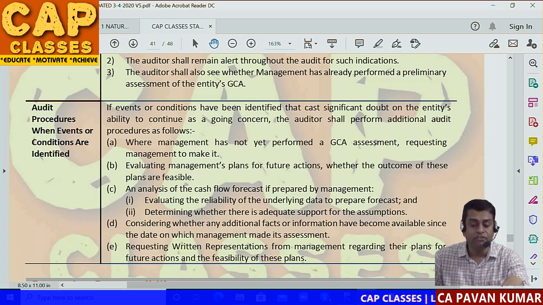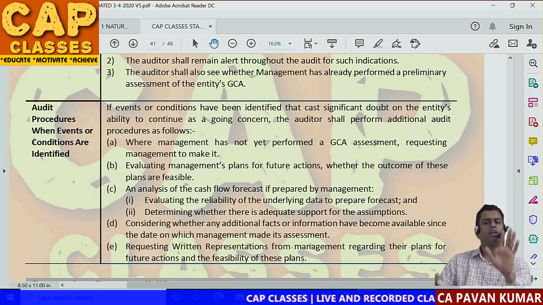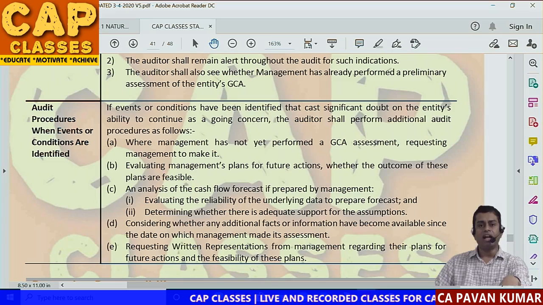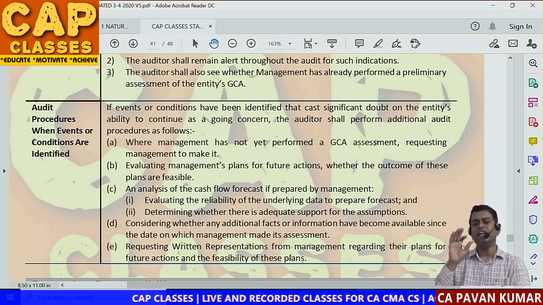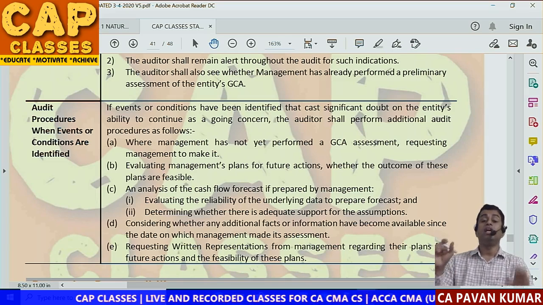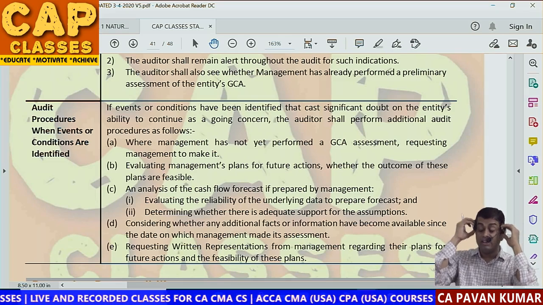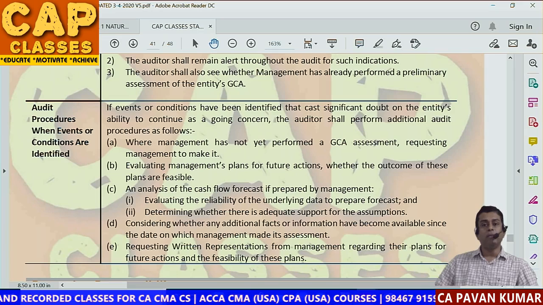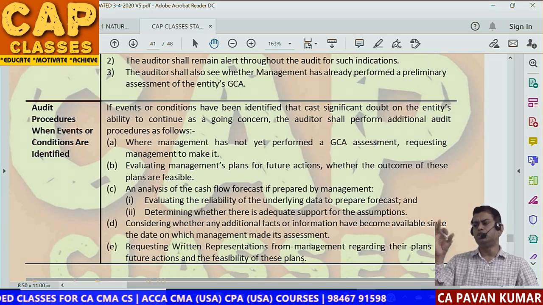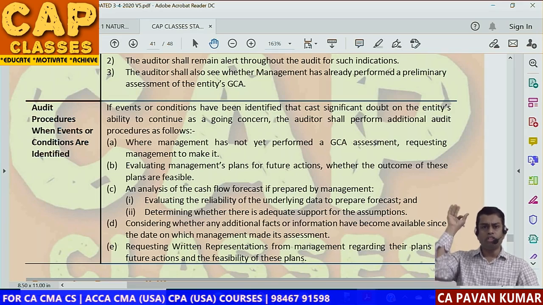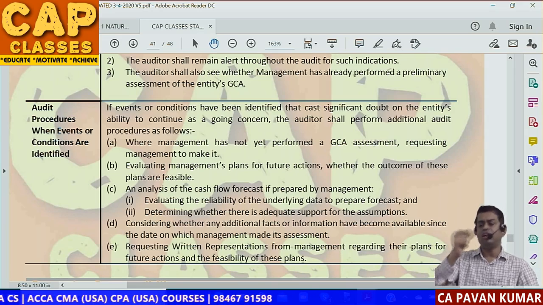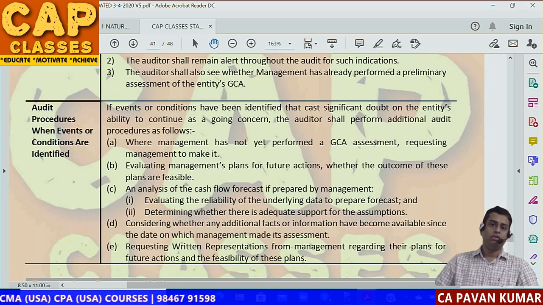So, as an auditor of S Bank, I asked the management, what is the plan? Then they said, Pavan sir, don't worry, there is one guy in Canada. This happened actually. There is one guy in Canada, a very big businessman. He promised that he will pay 12,000 crores to the bank. He will invest 12,000 crores in the bank. We are very safe. We'll issue shares to him. 12,000 crores equity capital will come, tier 1, all the problems solved.